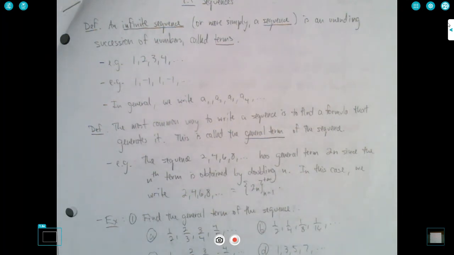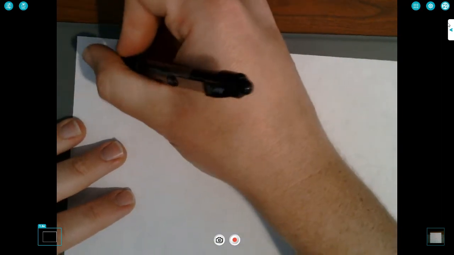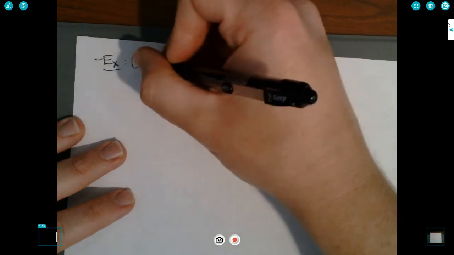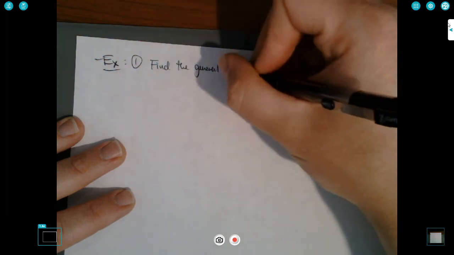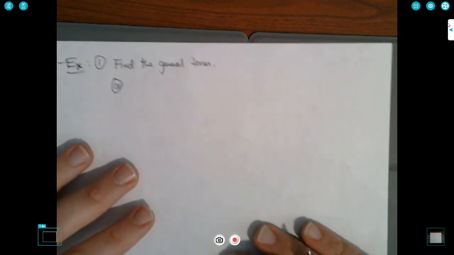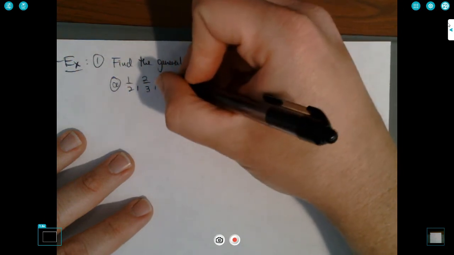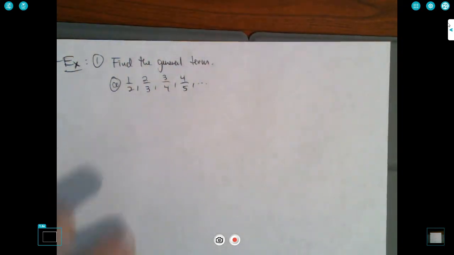So let's practice finding the general term of some sequences. Let's do this for the sequence 1/2, 2/3, 3/4, 4/5, and so forth. Go ahead and give the video a pause and see if you can figure it out on your own.